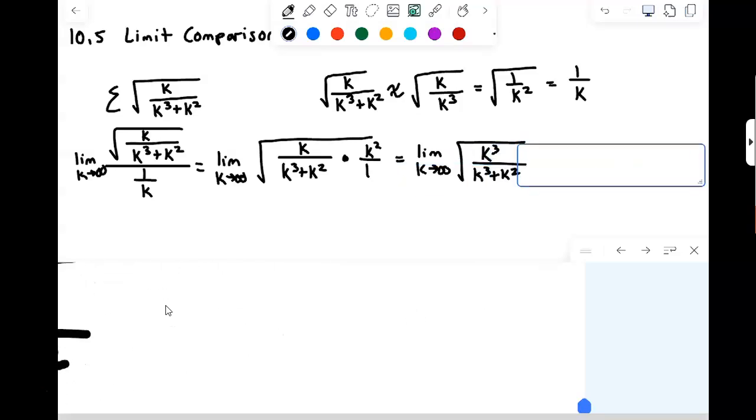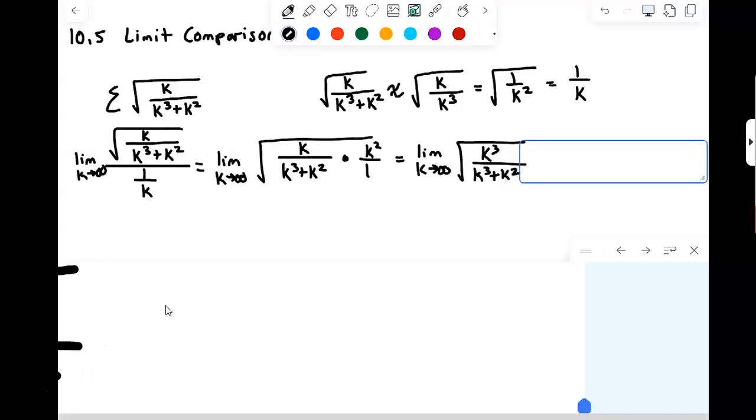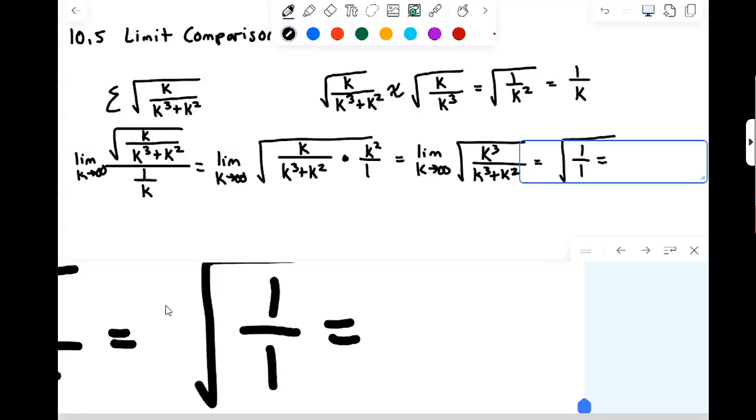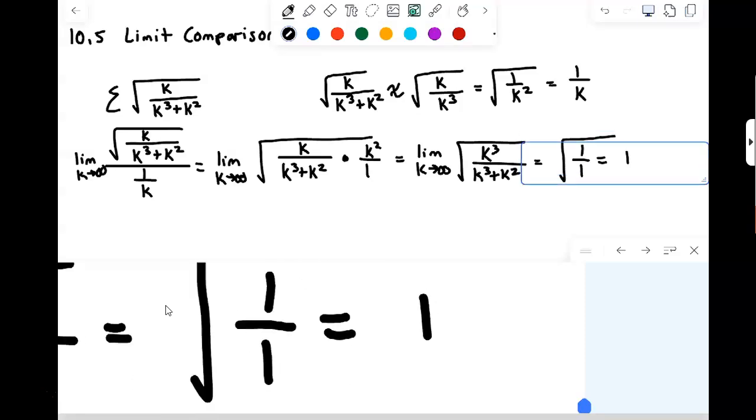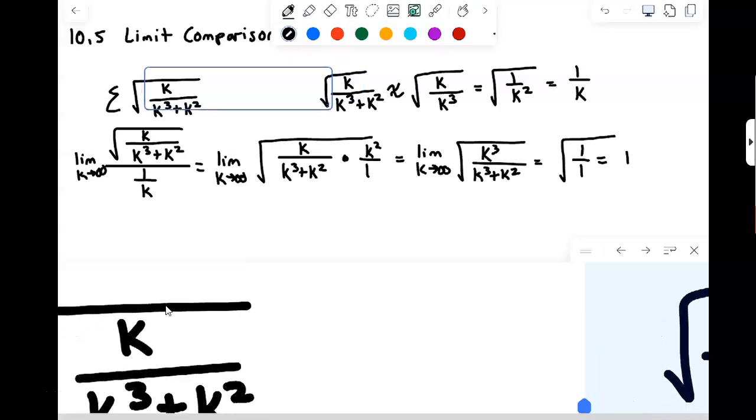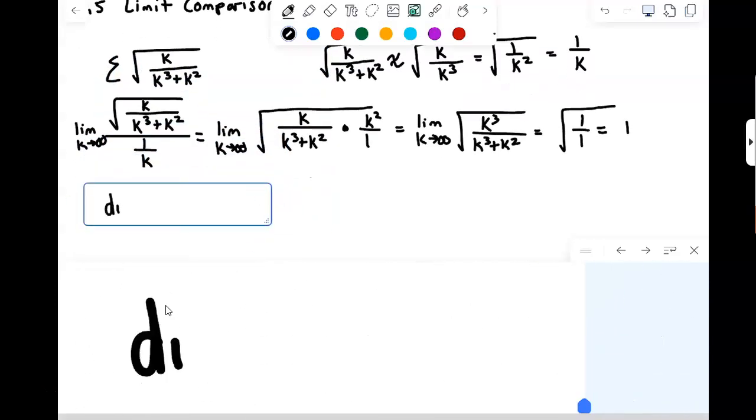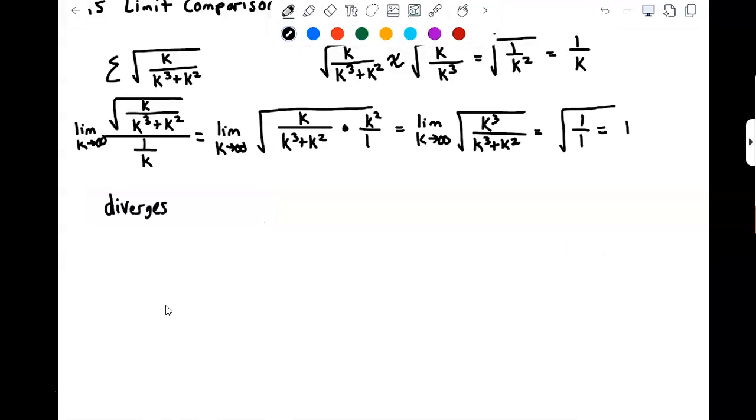At this point, we can say, hey, all that's going to matter is the k cubed in the top and bottom. So we would have the limit of 1 over 1, square root, which would be 1. So since it goes to 1, and we know 1 over k diverges, we know that our series diverges. Right? And that's how the limit comparison test worked.